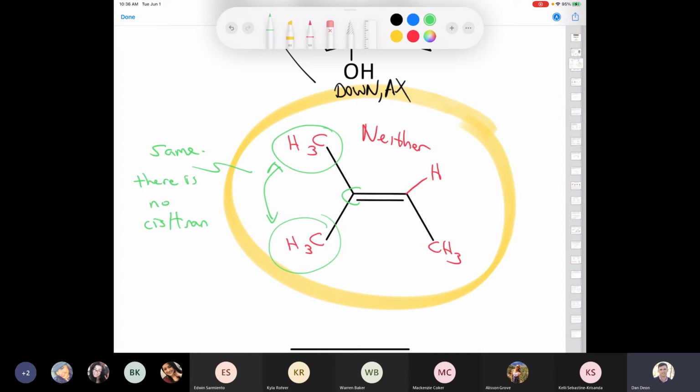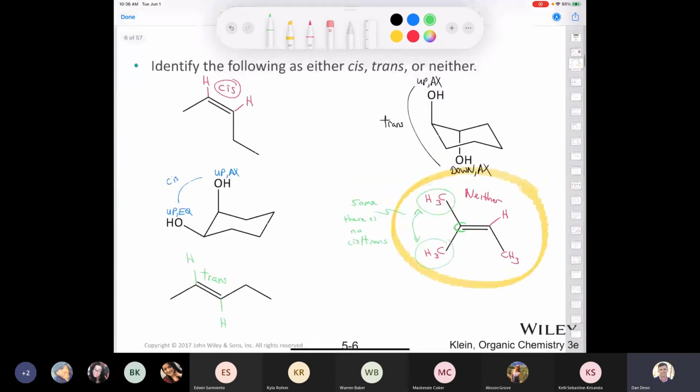Whenever two groups on one of the carbons of the alkene are identical on the same carbon, there is no cis or trans. It's impossible. Cannot exist. All right, there we go.